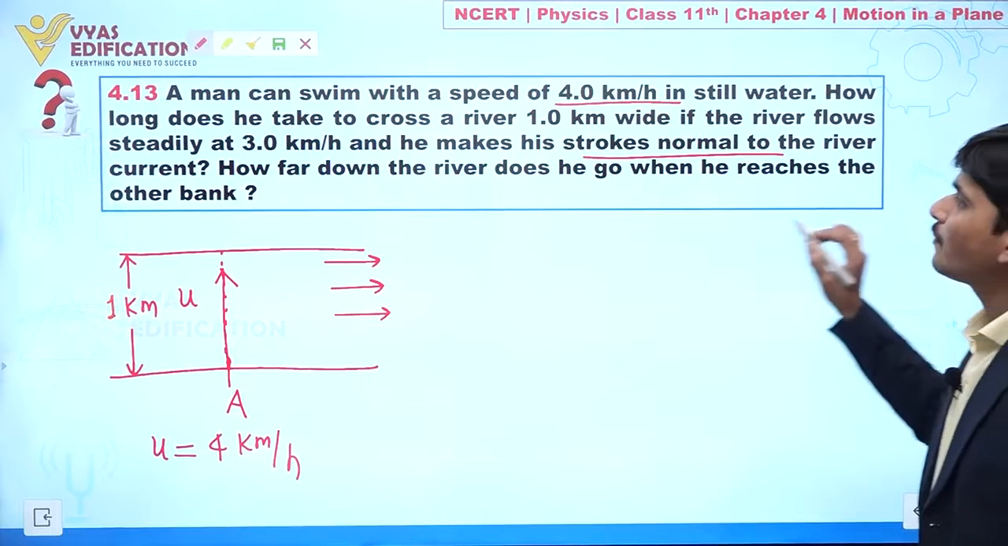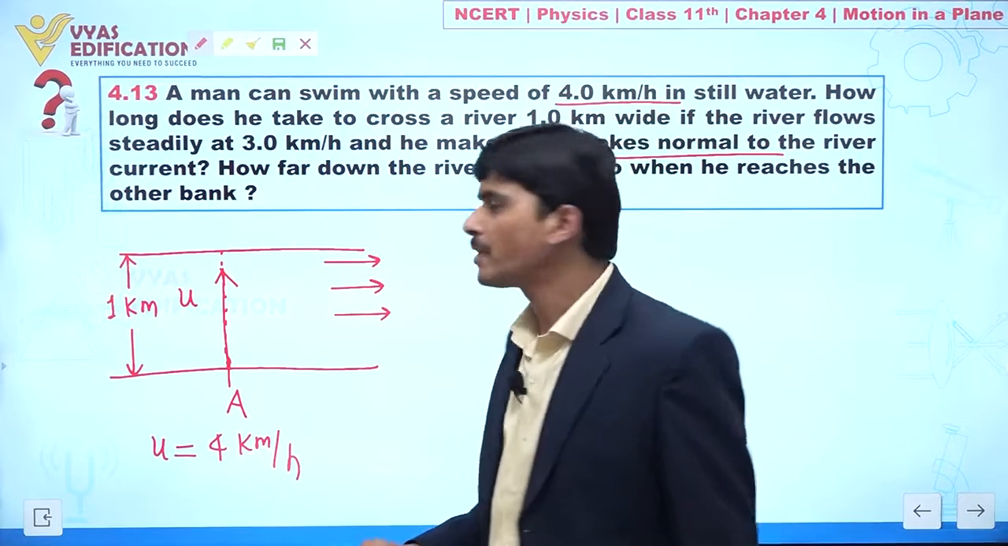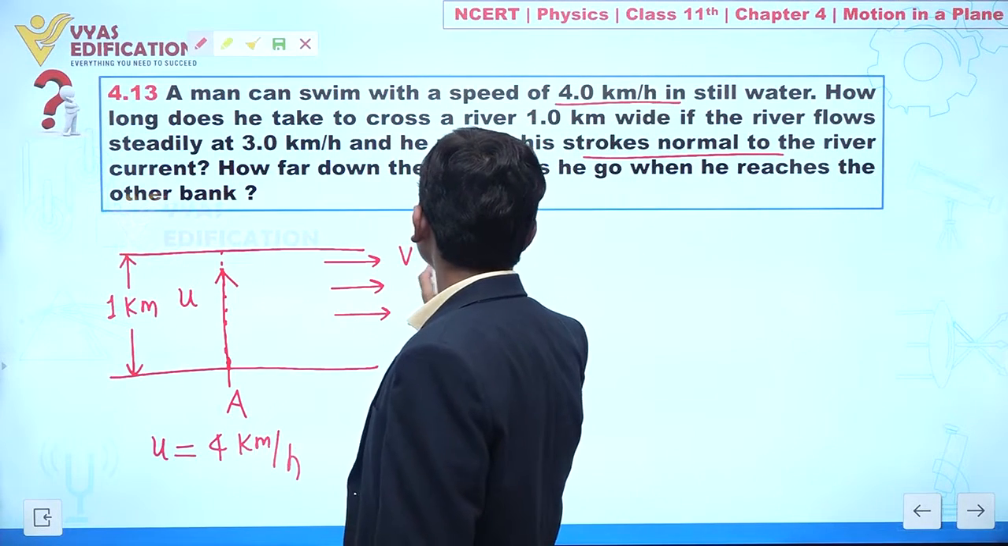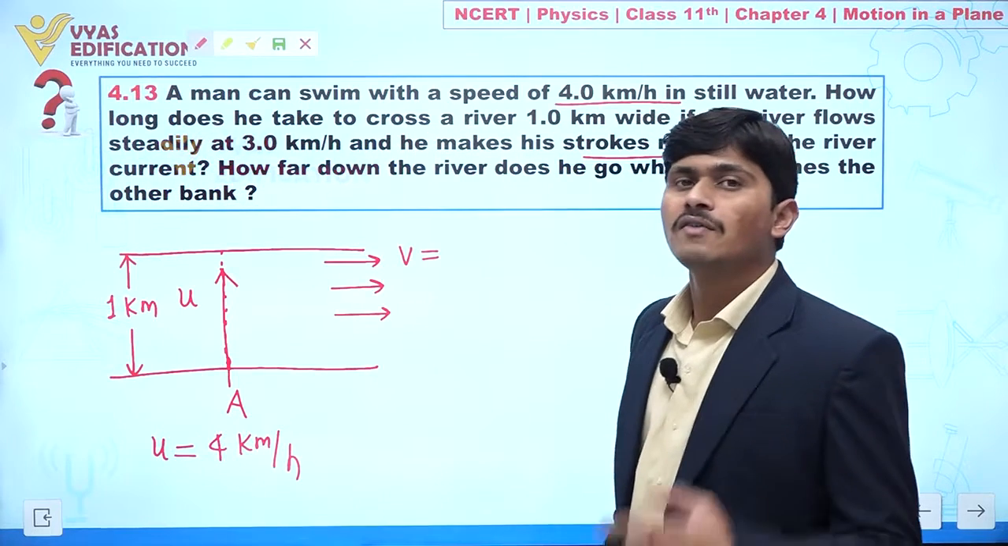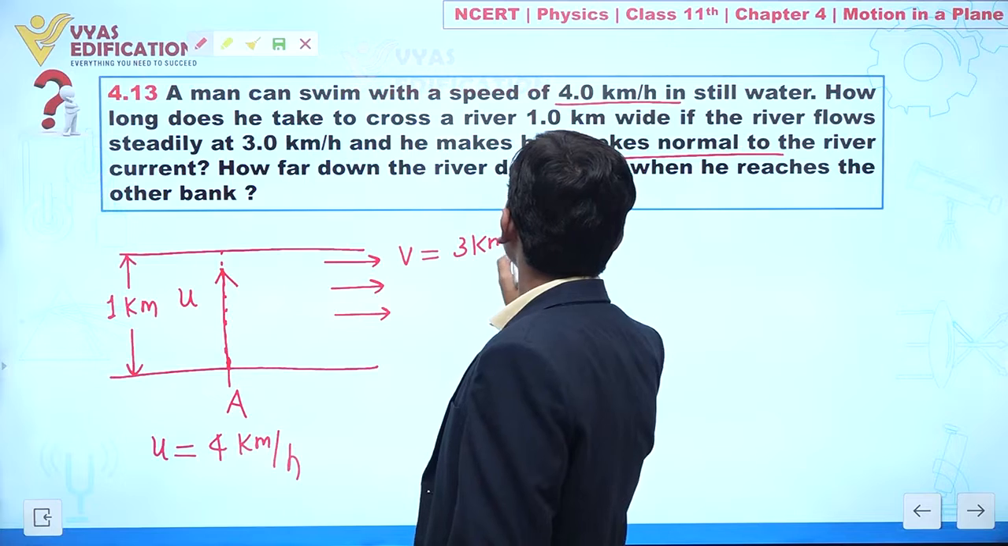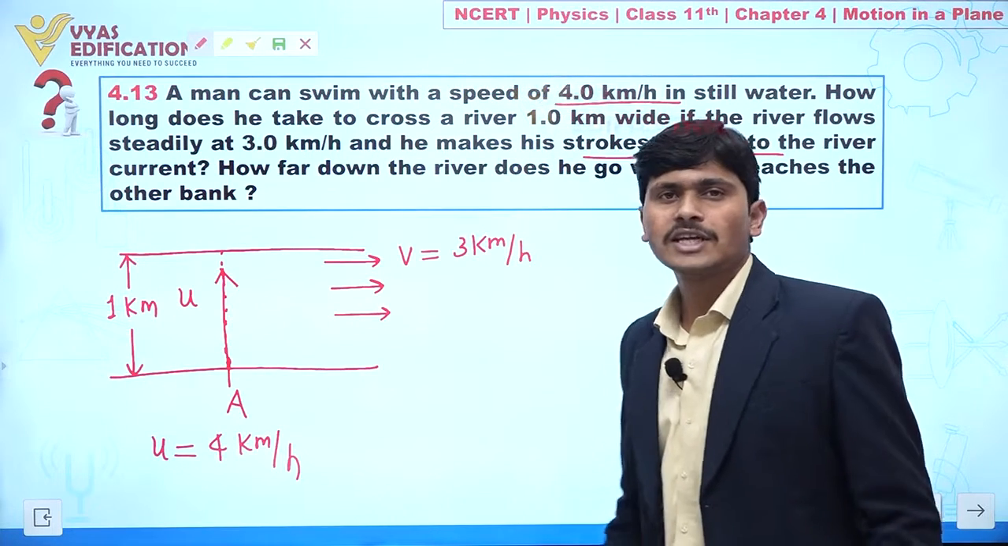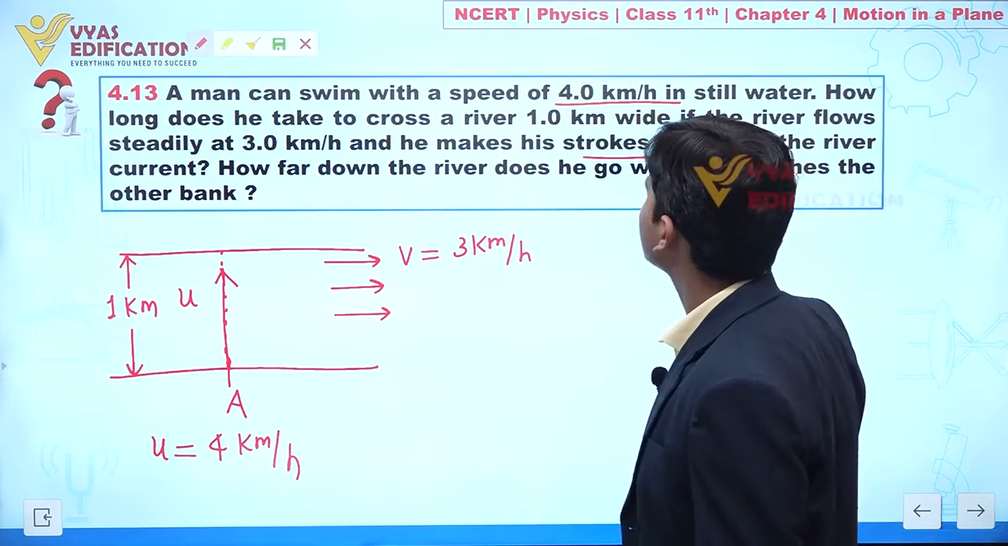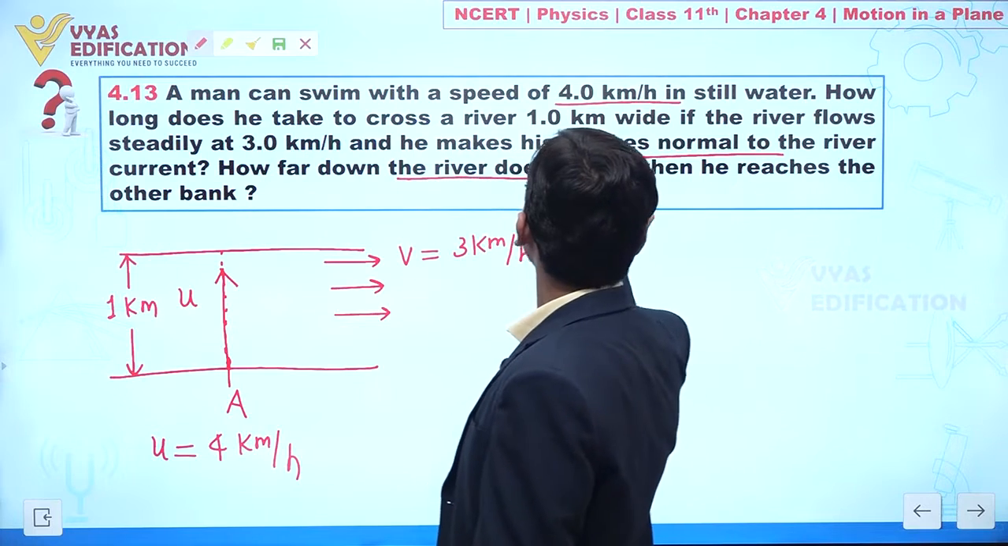If the river flows at a rate of 3 km per hour, we can write like this. Let's suppose this is V. V is the velocity of the river with respect to the ground, and this is given to you as 3 km per hour. Now, what is our objective in this question? It is to calculate how far down the river he goes.